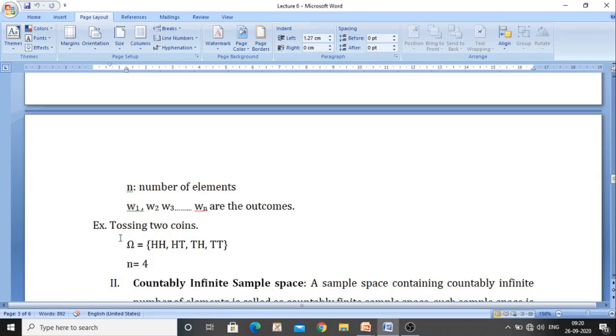Now consider the experiment, tossing two coins. So what are the outcomes? HH, HT, TH and TT. So the total number of outcomes is 4. So it is a finite sample space.